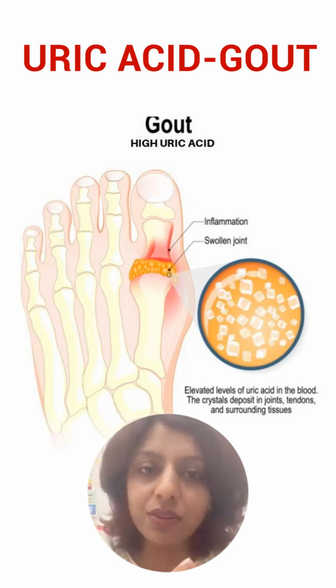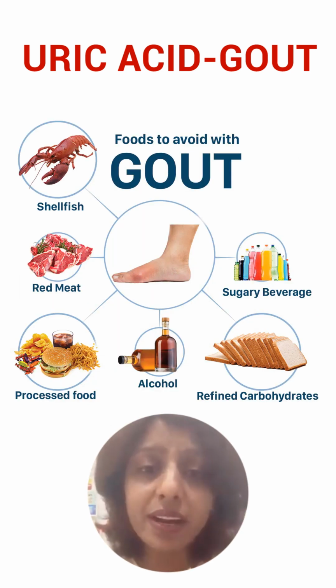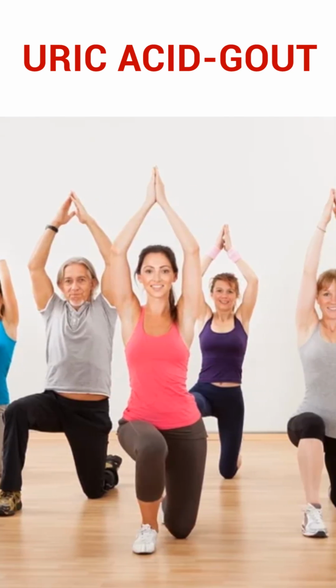First is to cut down on your diet, which includes a lot of proteins or purines basically. So red meat, alcohol, spinach, all the lentils, pulses, all have to be reduced. Second is to start exercising. It is needed. Another is the medications.